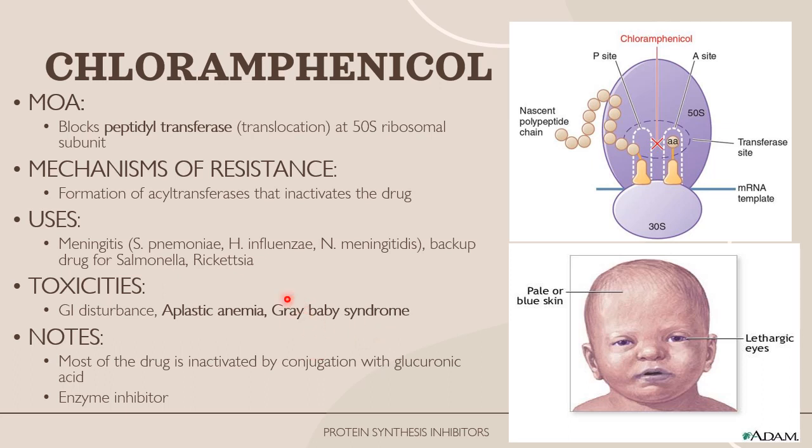So in babies kasi, in infants, your chloramphenicol is mainly conjugated. Okay, yung phase, if you can still recall no, from your pharmacology 1, pag sinabi ng conjugation reaction, it's your phase 2 metabolism. So yung conjugation natin ng chloramphenicol is mainly via your glucuronic acid pathway, in which it is not yet developed masyado in our infants. Kaya pag binigyan sila ng chloramphenicol, they develop pale blue skin, lethargic eyes. Yan yung symptoms ng ating gray baby syndrome.